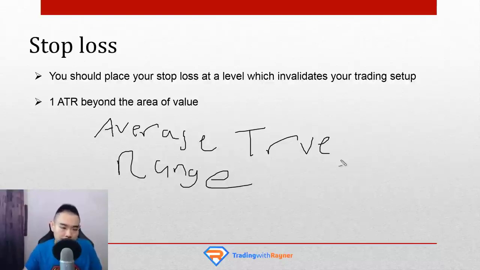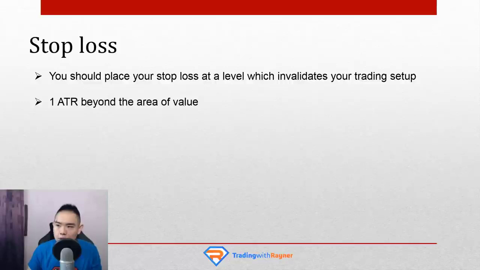When volatility is high, the average true range indicator value is high. When volatility is low, the average true range indicator value is low. Okay, so one thing to be clear, this indicator doesn't measure the trend. It measures volatility. So let's have a look at how this indicator works.